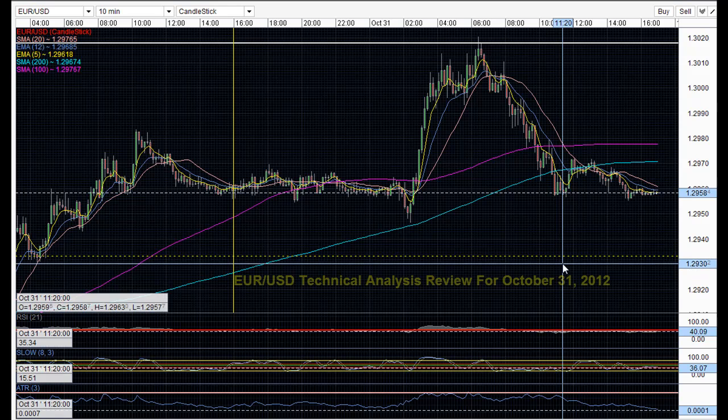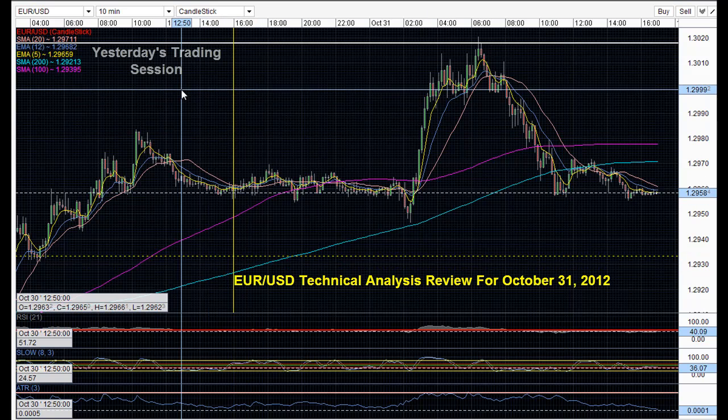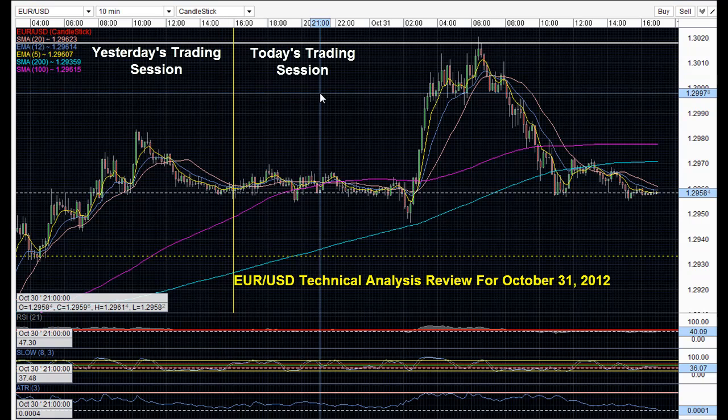Hello everyone, and welcome to our next technical analysis review for the Euro US dollar pair. Today is October 31st, 2012, and we are currently looking at price action on the 10-minute chart. As you can see, I have this yellow vertical line dividing yesterday's trading session from today's trading session.